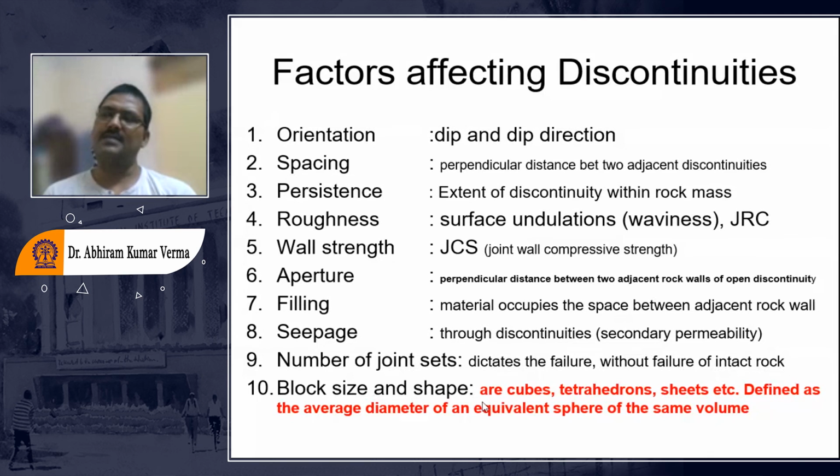We can get the shape from the orientation or the dip angle of the joints, right? So here you can see that out of so many parameters, I have tried to explain orientation, spacing, persistence, roughness, wall strength, and aperture. This aperture is the spacing between the two surfaces of the joint. That is called the aperture, right? If it is a closed joint, your aperture is 0. If it is an open joint, some aperture will be there.